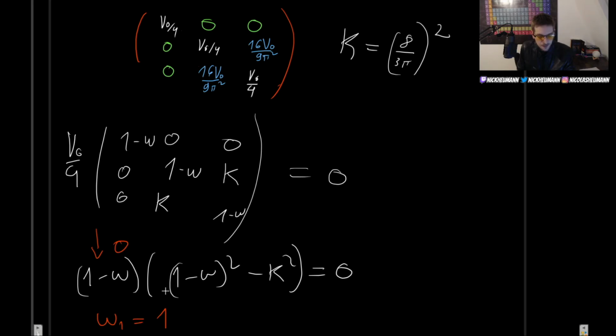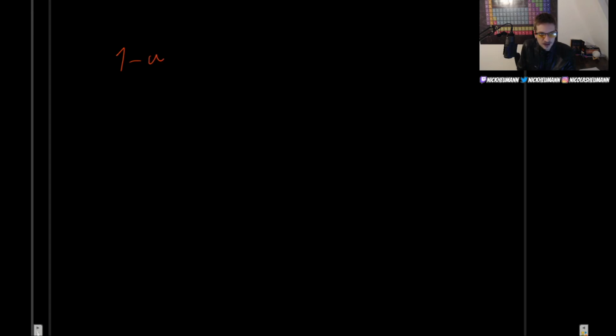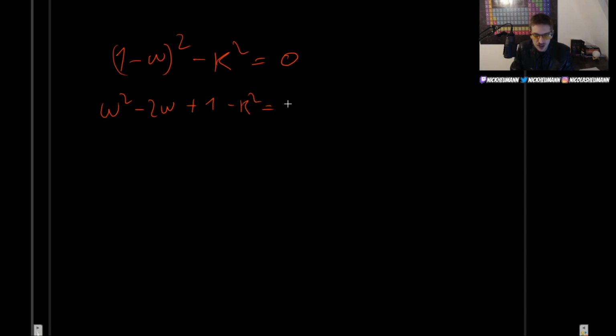And our options for this to be 0 is that either this part is 0 or this part is 0. We already found one of the options, so let's move to the next one, so that this right part is 0. So (1 - w)^2 - k^2 has to be equal to 0. And this is simply your normal quadratic function. So we get w^2 - 2w + 1 - k^2 = 0.